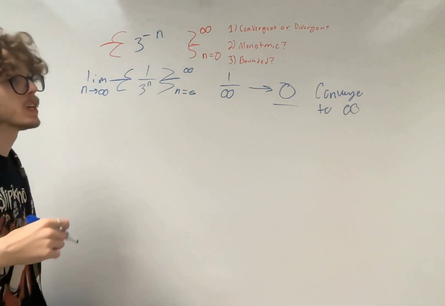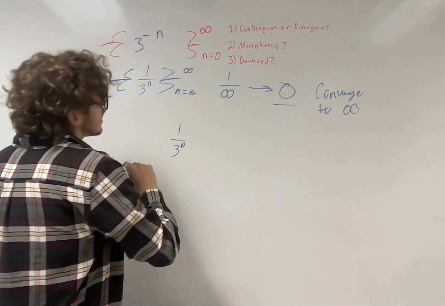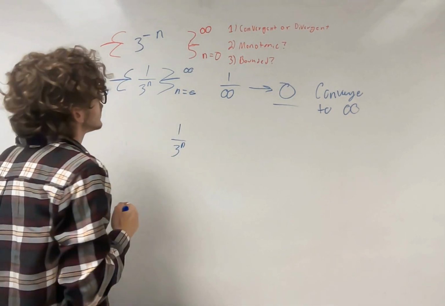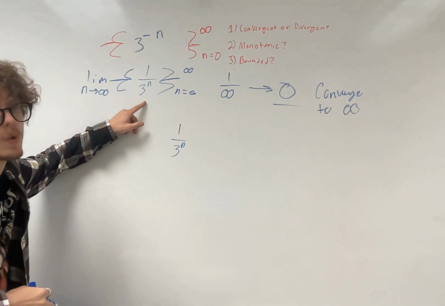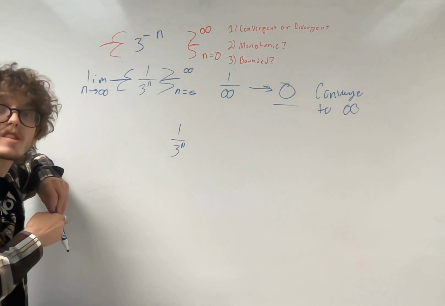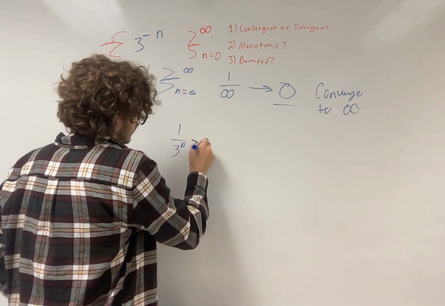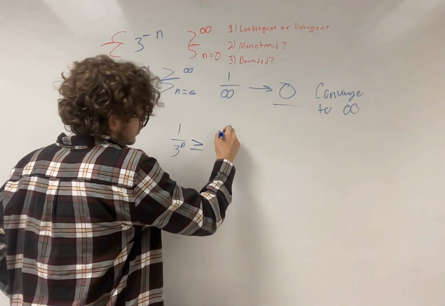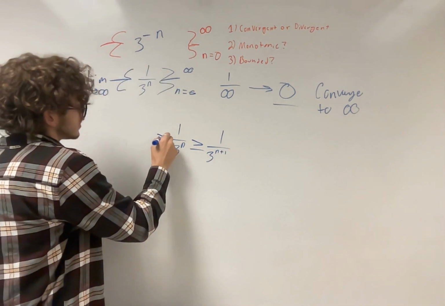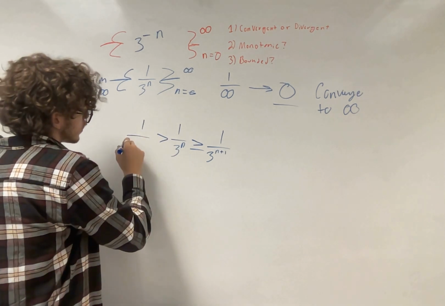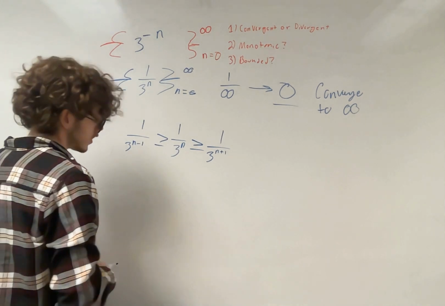Now we're going to look at the monotonicity of this function. Is the function always decreasing? Well, let's do a little comparison. 1 over 3 to the n, this is always a decreasing function, right? Because if we make that exponent 2 or 3 or 4 or 5 or 6 or 7 or 8, it's going to keep getting smaller, right? So we are going to make the argument that 1 over 3 to the n is greater than or equal to 1 over 3 to the n plus 1. We can also say that 1 over 3 to the n minus 1 is greater than or equal to 1 over 3 to the n.